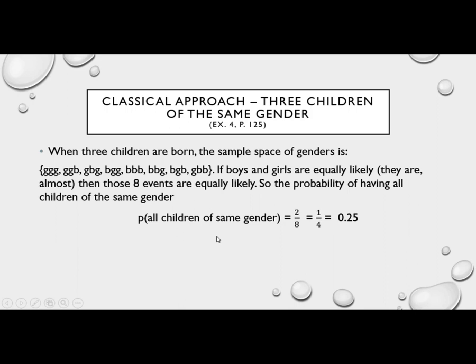Here we are on page 125. So when 3 children are born, the sample space of genders, and we typically write sample space with these curly brackets, could be: girl girl girl, girl girl boy, girl boy girl, boy girl girl, girl boy boy, boy girl boy, boy boy girl, boy boy boy. Okay, so we have 8 different possibilities. If boys and girls are equally likely, and they are almost, then those 8 events are equally likely. So the probability of having all children of the same gender, girl girl girl and boy boy boy, is 2 out of 8, which is 1/4, 0.25.